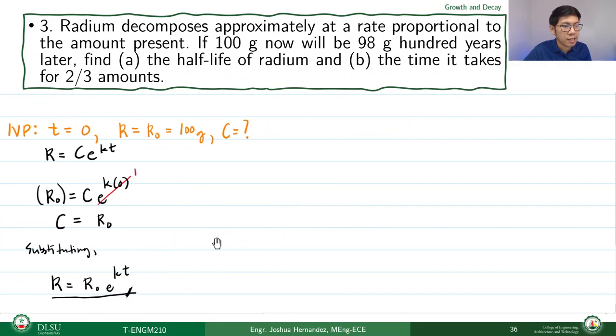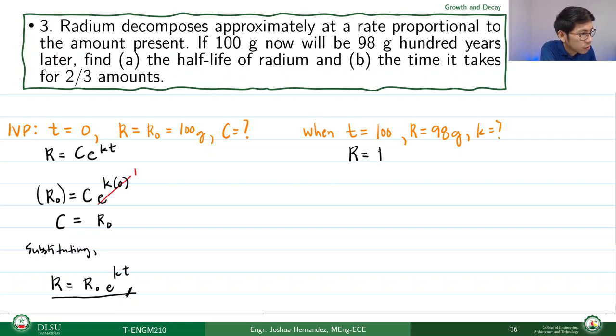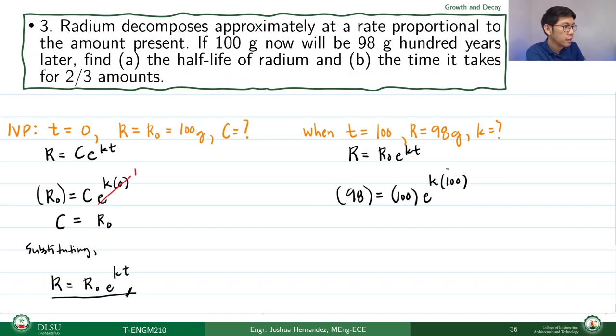Paano natin mahanap si K? Gagamit ulit tayo ng another boundary condition. And that is when, ano daw, 100 years later, no? Or after. When t is equal to 100, what? Nabawasan na yung radium. 98 grams na lang siya. Mula dito, mahanap natin si K. Paano yun? Yung ating working equation is R equals R naught e raised to KT. But R is equal to 98 grams. And R naught is equal to 100 grams. Right? E raised to K. And then the time is 100 years. You can solve for K. And that is 98 over 100 equals e raised to 100 k.